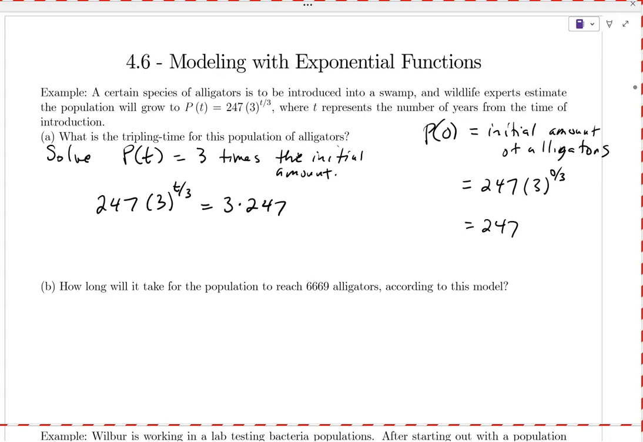You could multiply the right-hand side, but that's unnecessary. If I want to solve this equation, what do you think you want to do first? I'm trying to get this t by itself, right? Yeah, divide it to the other side. If I divide the 247 to the other side, what's it going to do to the 247 on the right-hand side? Cancel it out. We'll get 3 to the t over 3 equals 3.